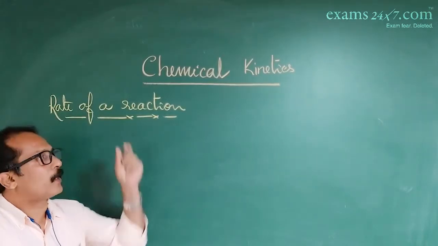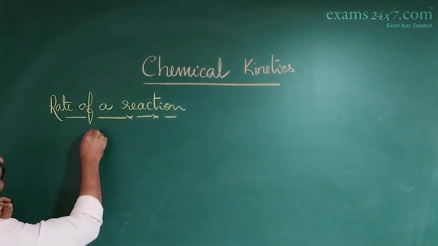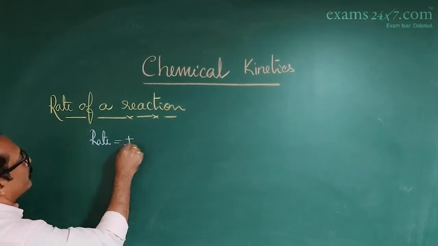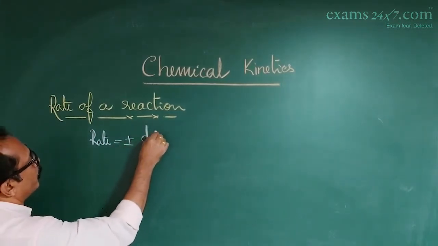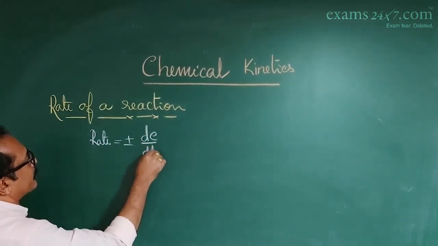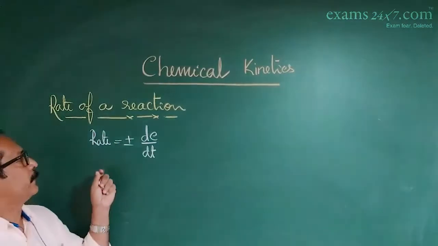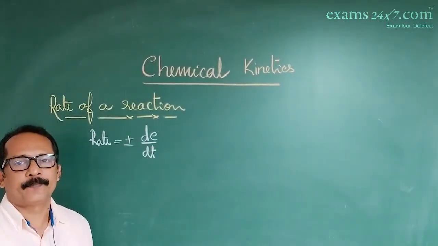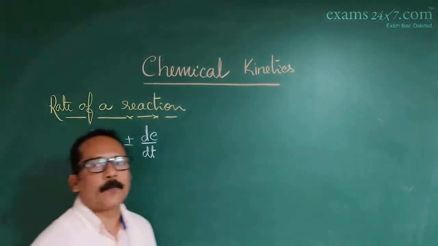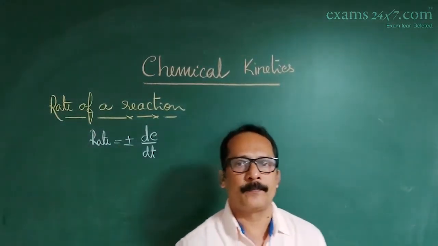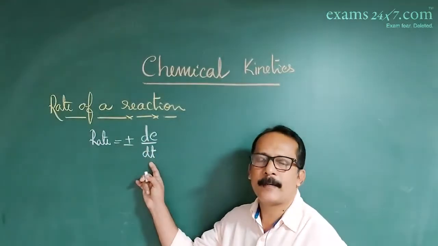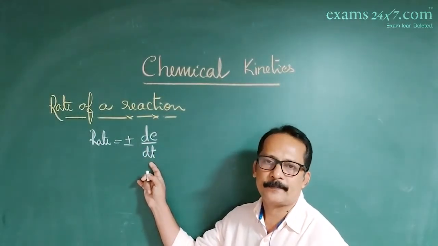The change in molar concentration of any of the reactants or products with respect to unit time. So the representation of rate of a reaction is plus or minus dC by dt, where dC is the change in molar concentration of any of the reactants or products, divided by dt, the change in time.